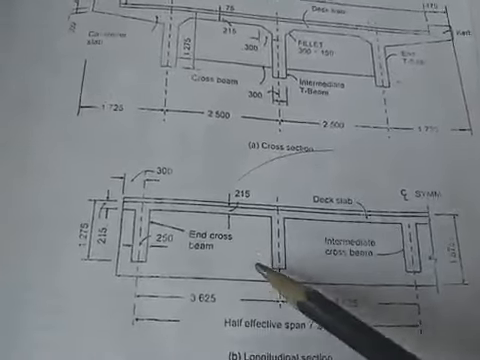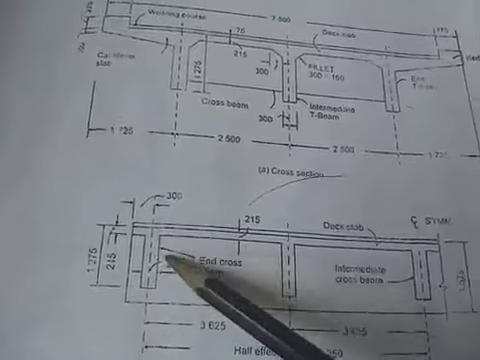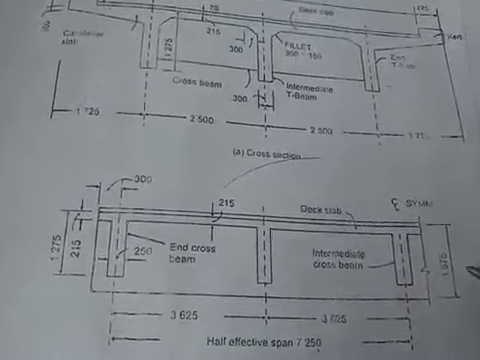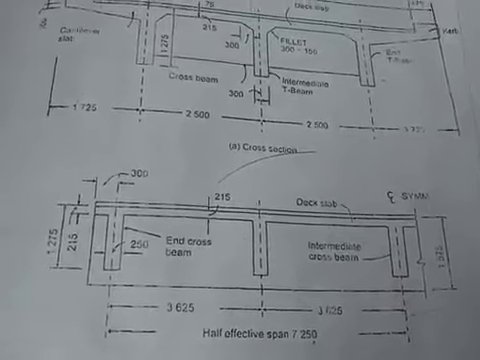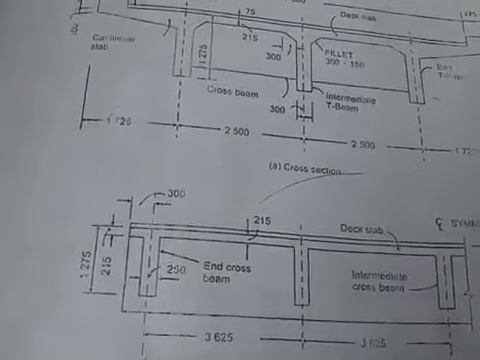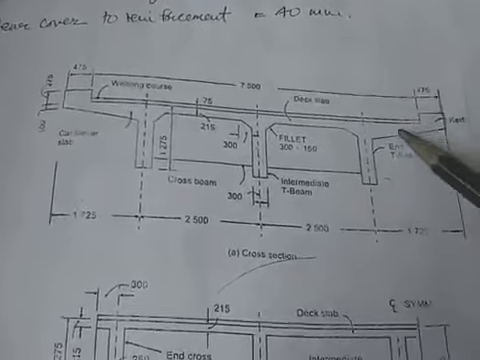This is the longitudinal section, where this is the cross beams. All the other three are the intermediate cross beams, and the fifth one again we have as the end cross beam. This is the longitudinal girder. This is the longitudinal section. So here I am going to discuss the design of this cantilever portion.